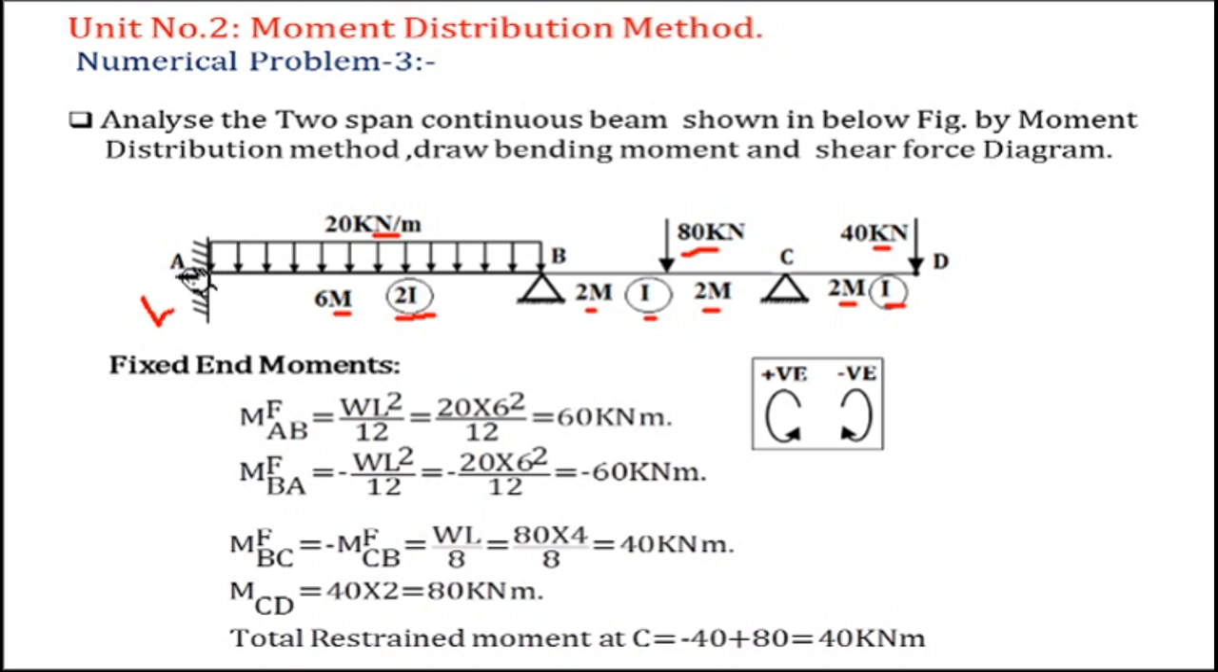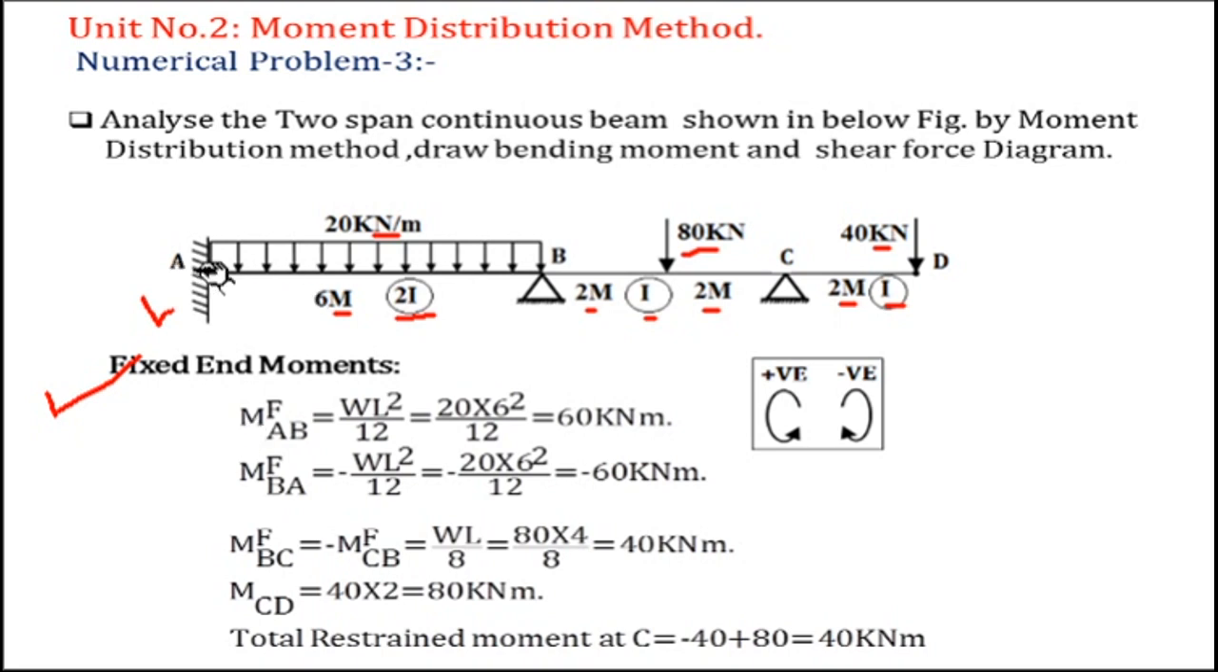Now about support. At A there is a fixed support. At B, C, there are hinge supports. And at D, it is the hanging portion. Now first, find out fixed end moment. Considering each span as a separate fixed beam, the fixed end moments for the various spans are calculated below.